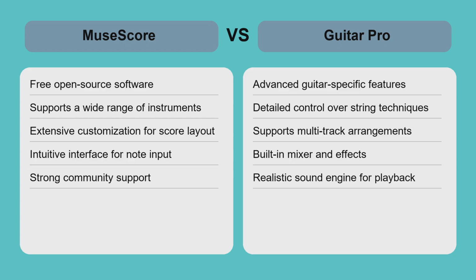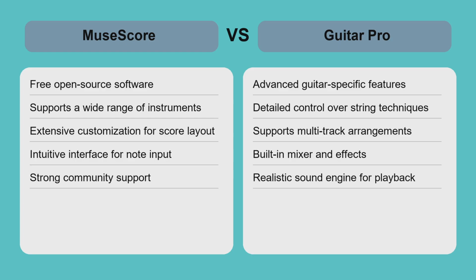MuseScore excels in comprehensive music notation, supporting a wide range of instruments and genres, making it perfect for composers and educators working with full scores. Its free and open-source nature lowers the barrier to entry. Guitar Pro, on the other hand, specializes in guitar and bass tablature, providing advanced tools for stringed instrument techniques and multi-track arrangements. This makes it invaluable for guitarists wanting detailed control over their parts and realistic playback.